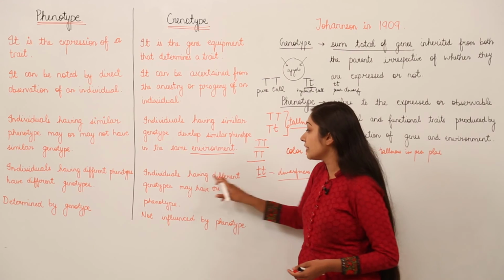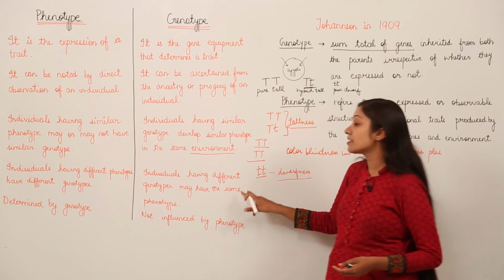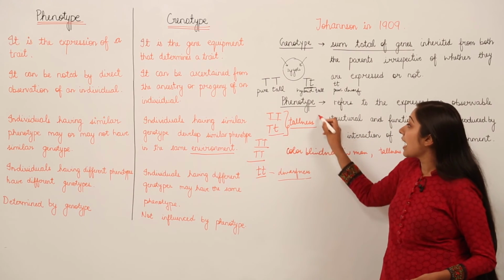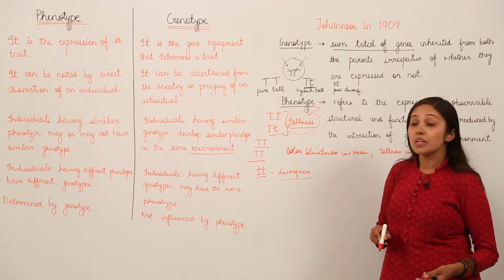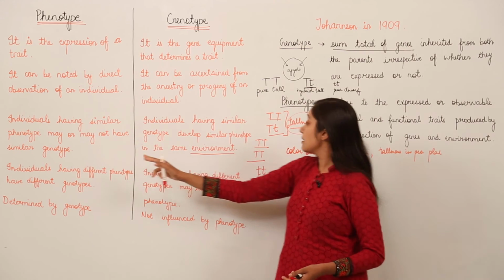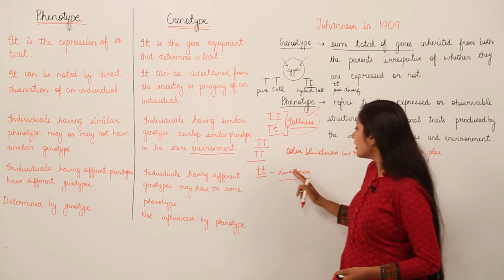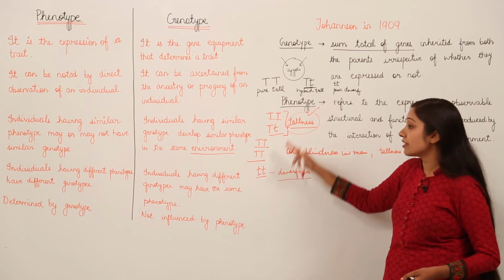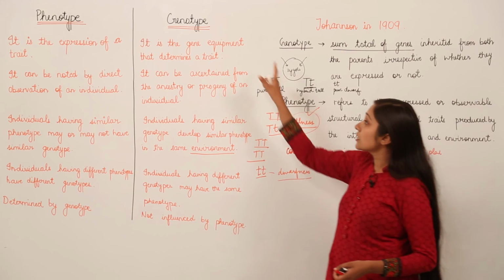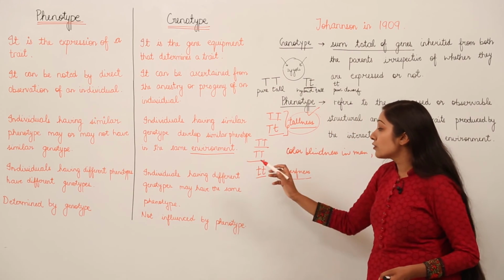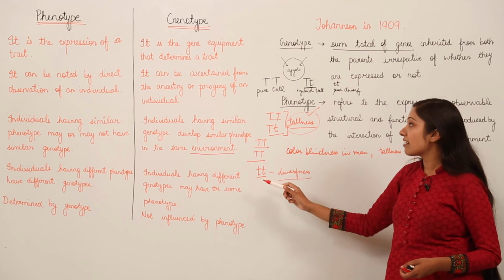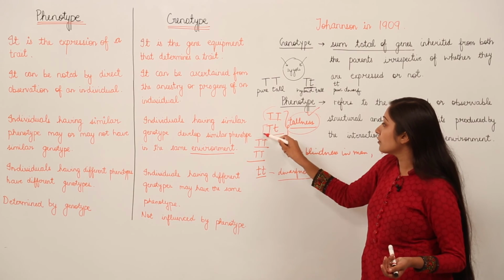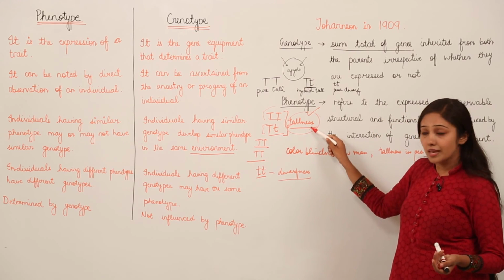But individuals having different genotypes may have the same phenotype. Again, if you have these two genotypes, they can have this same phenotype. In phenotypes, if you had different phenotypes, tallness and dwarfness, you have different genotypes. See the difference of the genotypes. But in the case of genotype, individuals having different genotypes may have the same phenotype. For example, in this case, see the genotype is different in both cases, but the phenotype is the same.